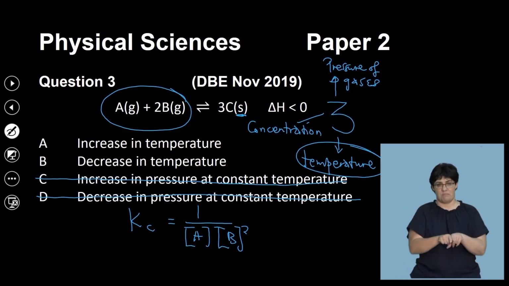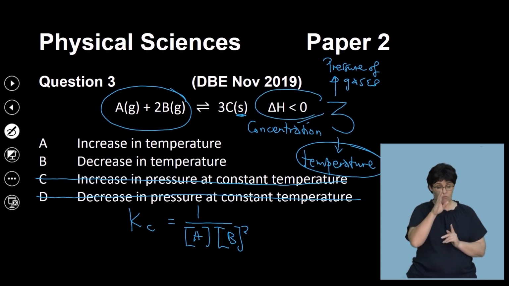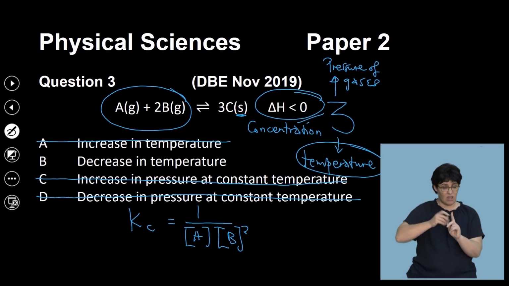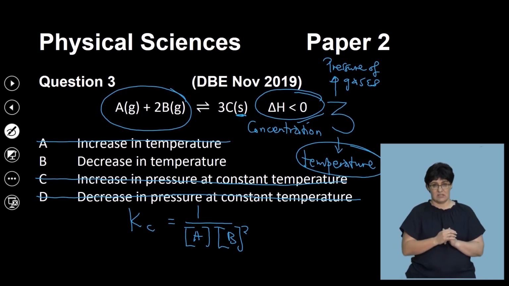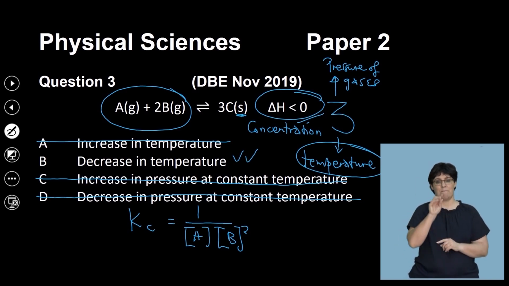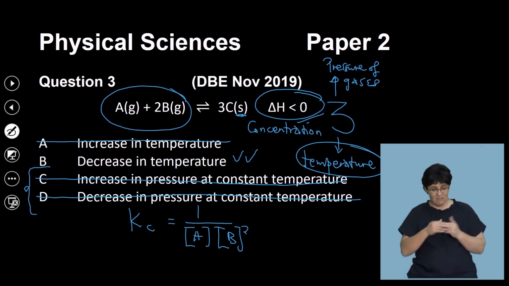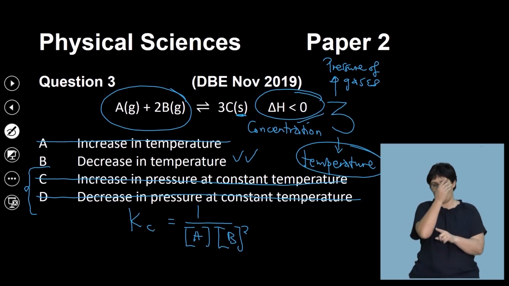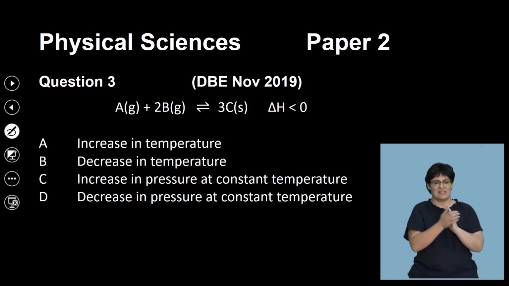Now, A says if we increase temperature, remember the forward reaction is exothermic, and the exothermic is favored by a decrease in temperature. So A will have an opposite effect. So if we decrease the temperature, the forward reaction will be favored, meaning the magnitude of the Kc value will increase, right? So the correct option in this case is actually B. But pay careful attention to the distractors that we eliminated, and think about the reason why between A and B we eliminated A, right? So that's basically one of the skills that are very important as far as multiple choice is concerned.